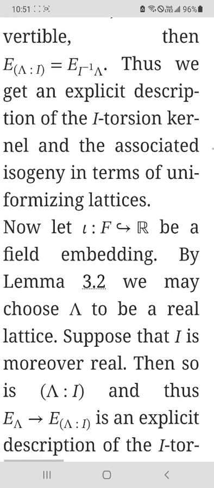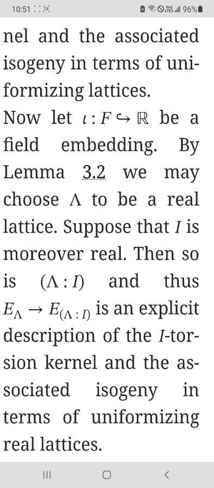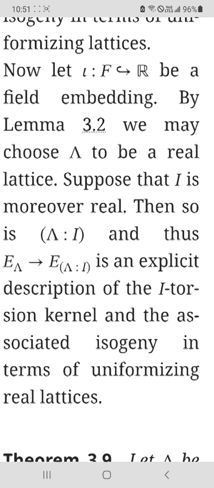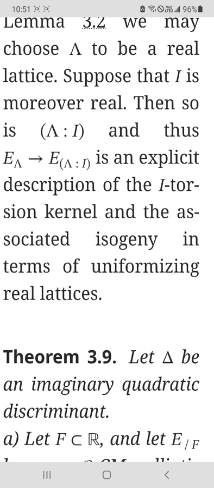Let ι be an F to R field embedding. By Lemma 3.2, we may choose Λ to be a real lattice. Suppose that I is moreover real, then Λ:I is also real, and thus the map from E_Λ to E_{Λ:I} is an explicit description of the I-torsion kernel and the associated isogeny in terms of the uniformizing real lattice.